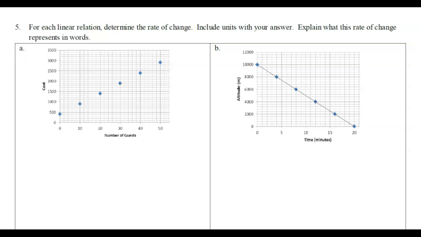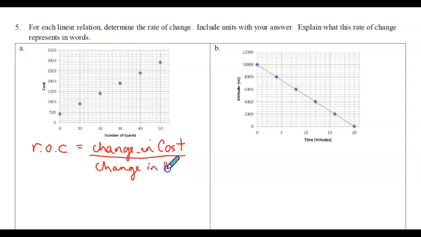Okay, so here the rate of change, we'll just use that abbreviation, equals the change in cost divided by the change in number of guests. We just look at what's the dependent and what's the independent? Okay. So then choose these.